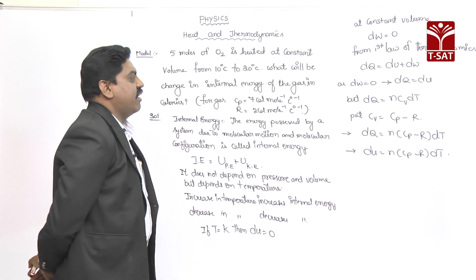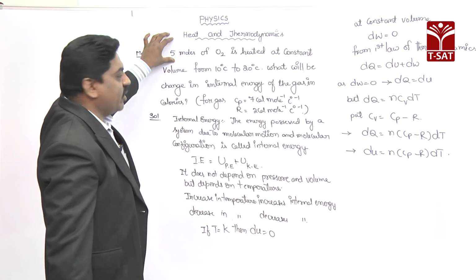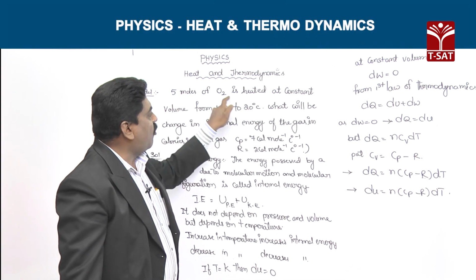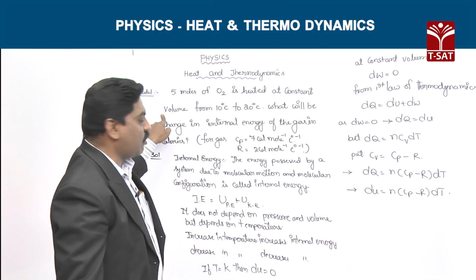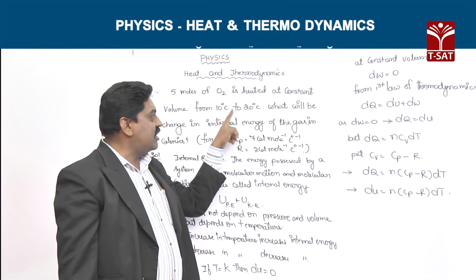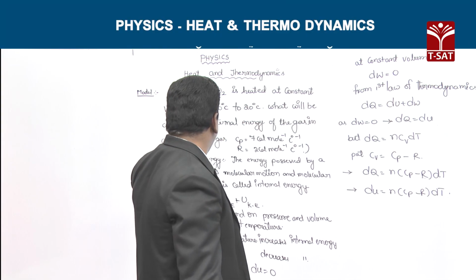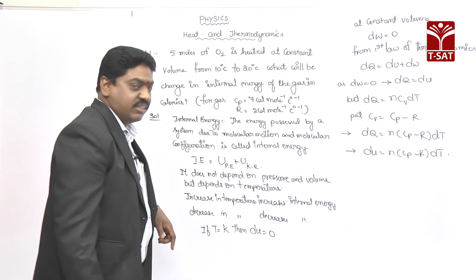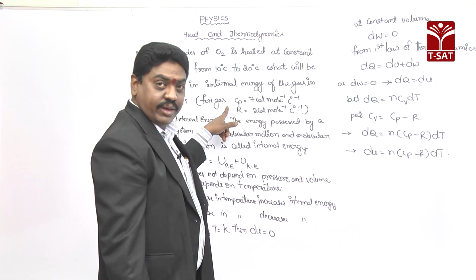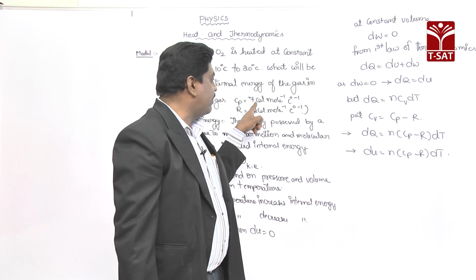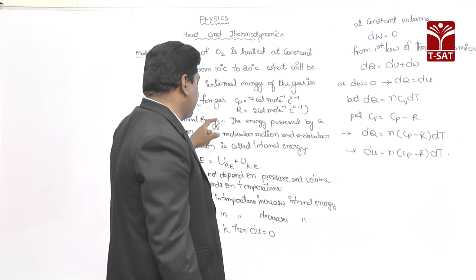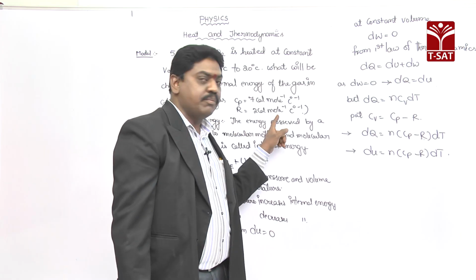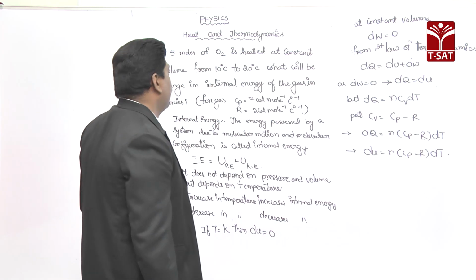Now, let us consider another model here in which we are given 5 moles of oxygen heated at constant volume from 10 degrees Celsius to 20 degrees Celsius. What will be the change in internal energy of the gas in calories? For the gas, we are given Cp equal to 7 calorie per mole per degree Celsius and R equal to 2 calorie per mole per degree Celsius.